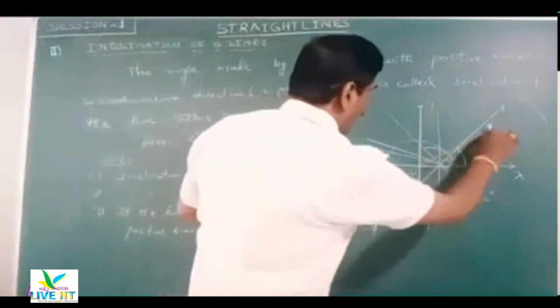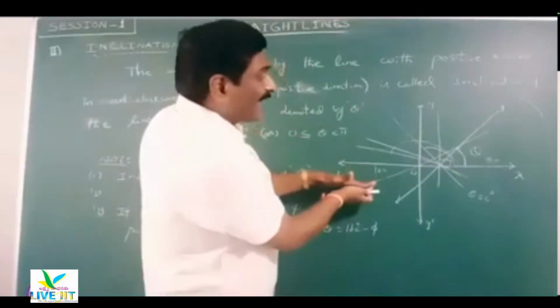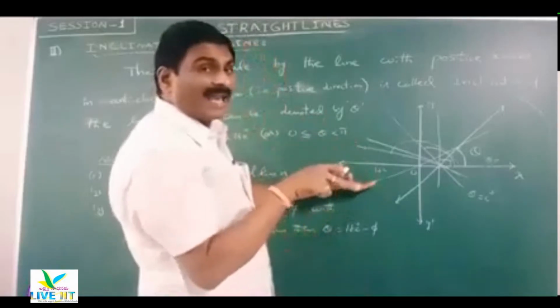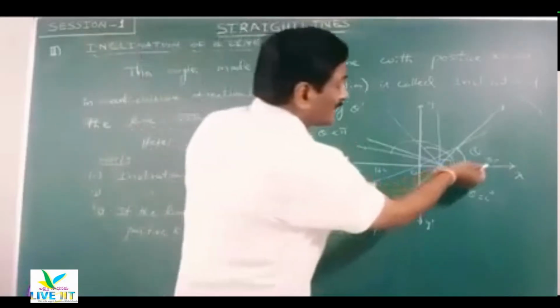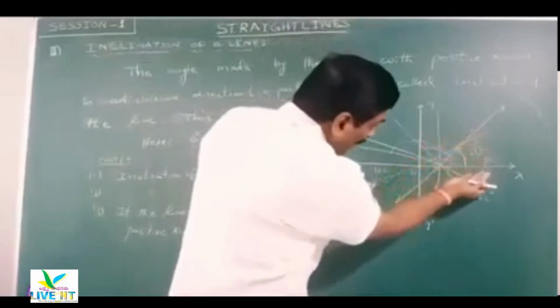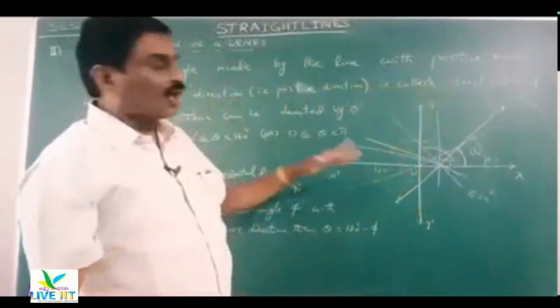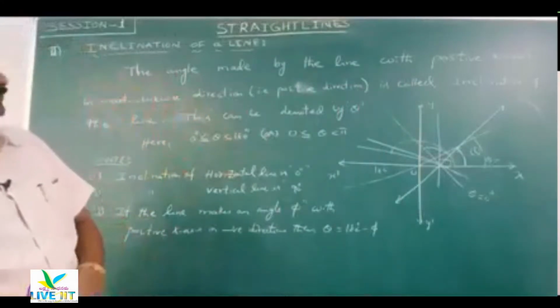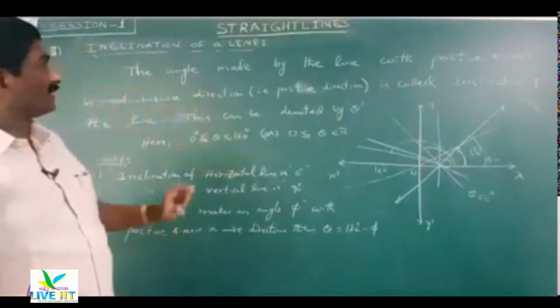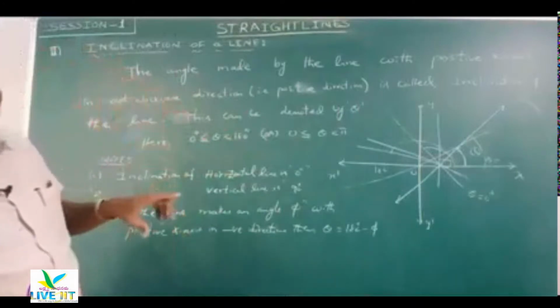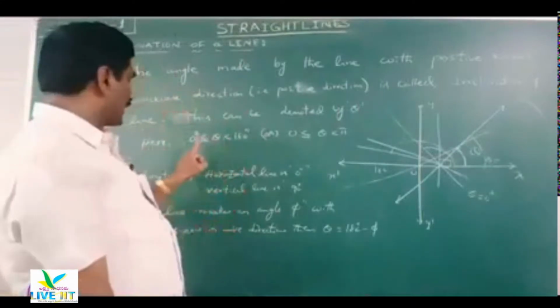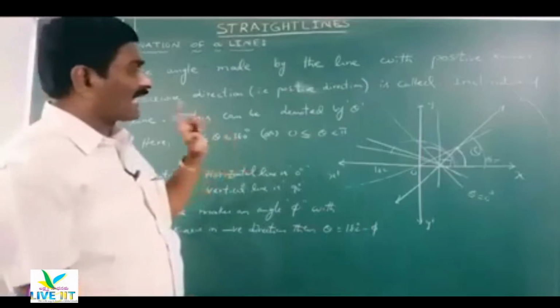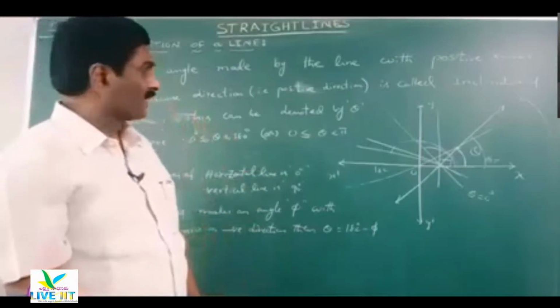Next, if the line moves more than 180, then the angle between the line and the positive x-axis in the positive direction is nothing but this value. That means it starts again from 0. So the range of this value is 0 to 180 degrees. It is very, very important. The range of angle of inclination is 0 degrees less than or equal to theta less than 180.